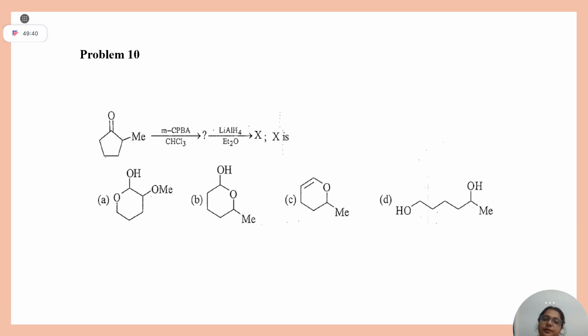Problem number 10. First, this 2-methylcyclopentanone is reacted with MCPBA followed by LAH reduction, which gives X. Tell me the product X. Can you help me in solving this question, Bachche? What is the role of MCPBA?